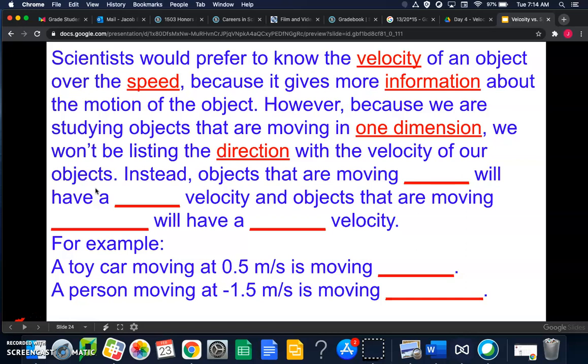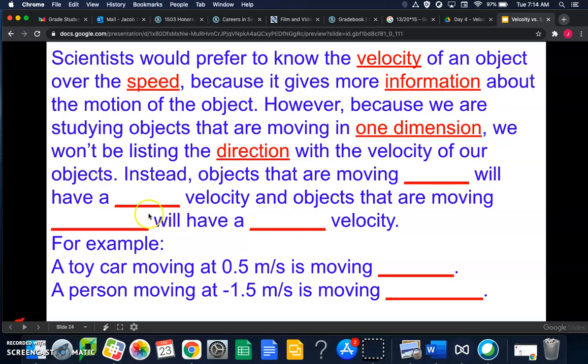But these objects won't be moving in more than one direction at once, so they won't be moving up and down and left and right, and they won't be moving left and right and forward and back at the same time. It'll just be one or the other. And so for that reason, we usually don't actually indicate the direction. Scientists are kind of lazy like that.